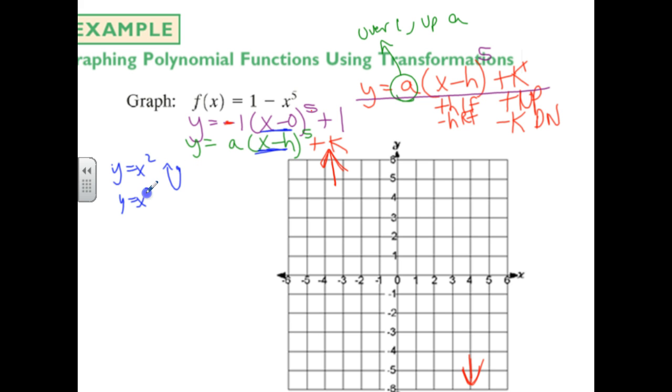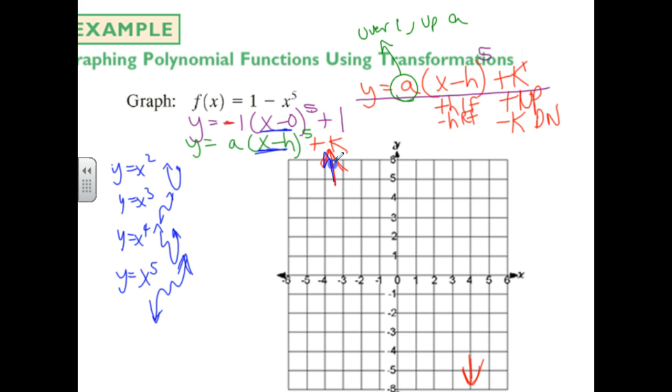Y equals x cubed looks like my S shapes. Y equals x to the 4th could be a U, but most of the time it's kind of this W. And then it just keeps alternating. X to the 5th would be in this 1st and 3rd, but it might have an extra little bump going on. But the ending behaviors are still 1st and 3rd.